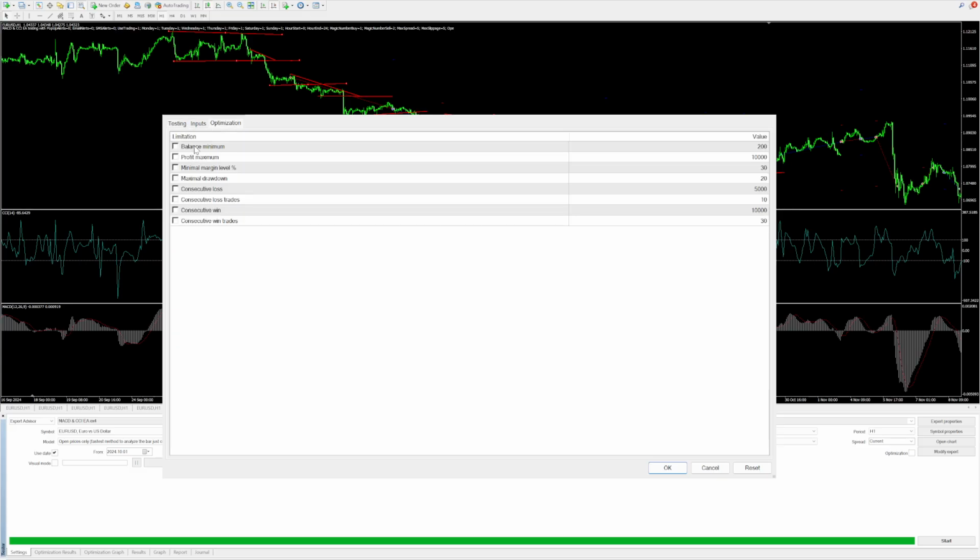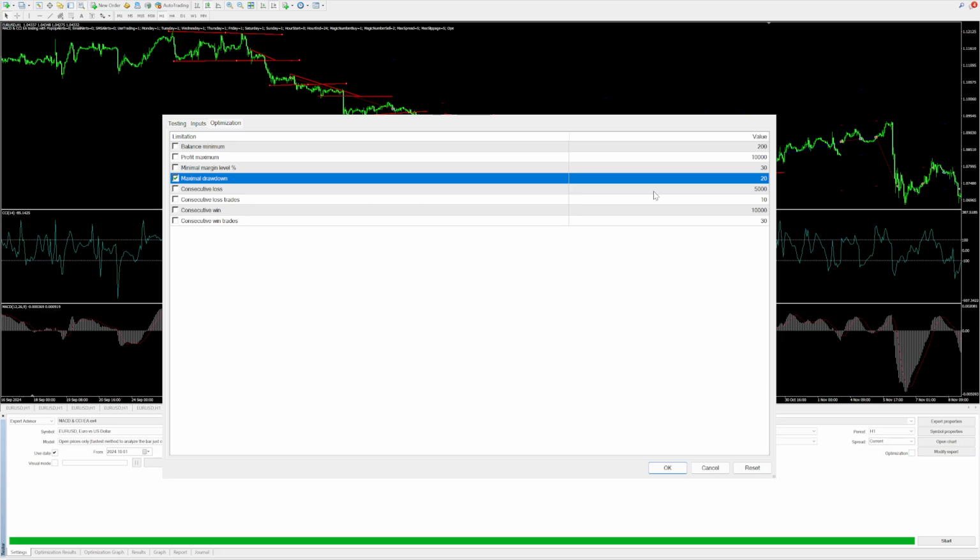Under the optimization tab here, you can select if you only want results that meet certain criteria. So if you select maximal drawdown and you change it to, I don't know, 10, a bit ambitious, but you only want results with a maximum drawdown of 10%, then that's what that will do.